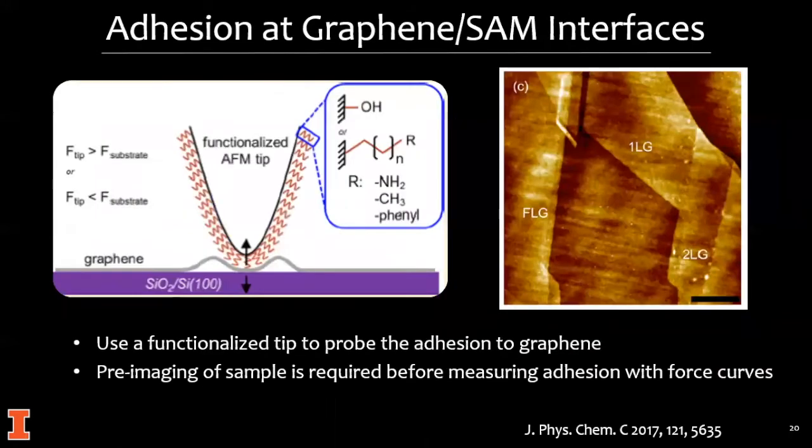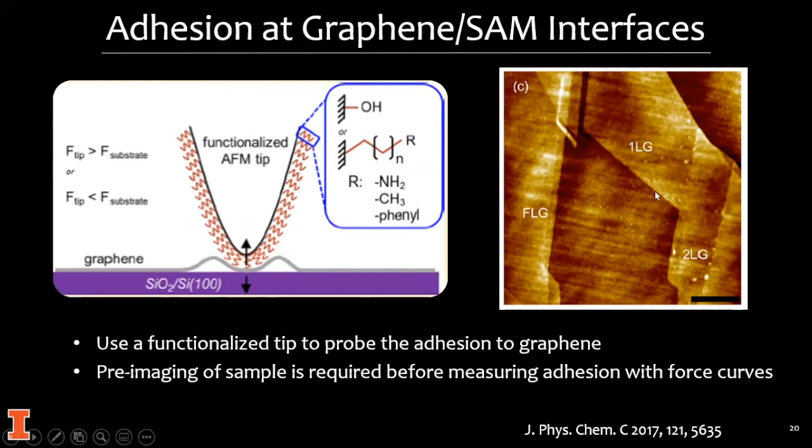So let's look at one example of using an AFM tip to actually measure adhesion on the surface. This example comes from 2017, and it's on looking at a tip functionalized with different functional groups against a silicon wafer with graphene on it. And so there is a unique experimental setup you have to consider here.